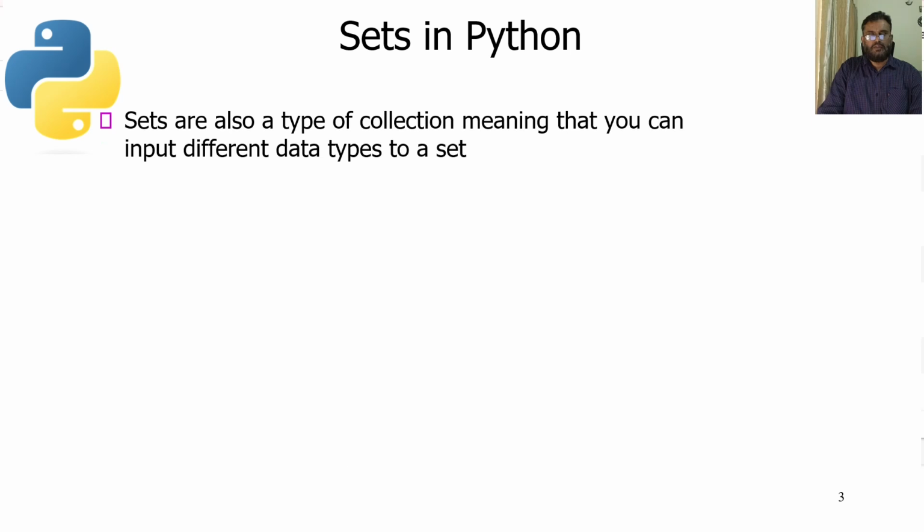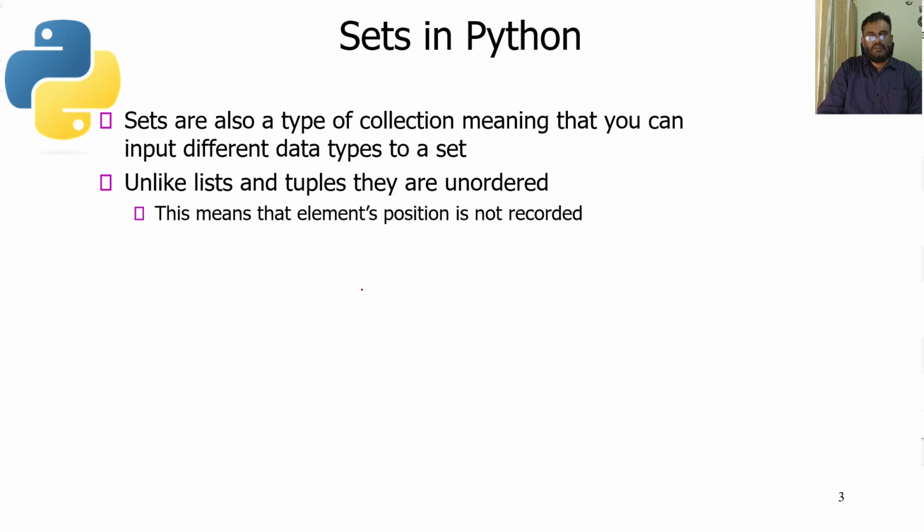So sets in Python are also a type of collection, meaning they are used to represent a collection of things or objects, and you can actually have different data types enclosed inside a set. But like lists and tuples, sets are unordered, meaning the position of the element is not recorded in the case of a set. And additionally, sets also have unique elements, meaning duplication of elements is not allowed.